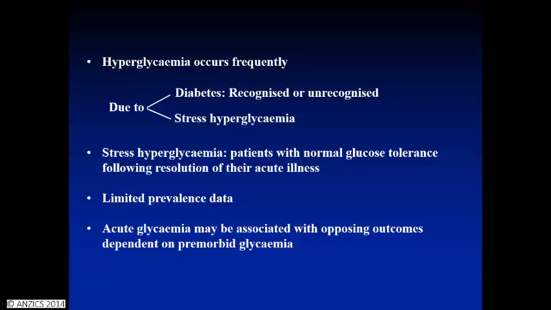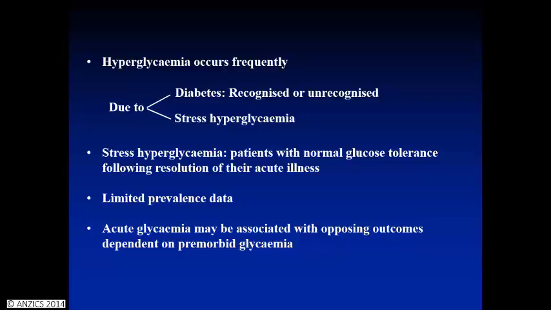In the last decade, there have been major trials that have looked at the adequate or optimal blood glucose thresholds in the critically ill. But despite these trials, such as the Leuven study and Nice Sugar study, we actually have limited prevalence data on these conditions, largely because they've failed to discriminate between unrecognised diabetes and stress hyperglycemia.